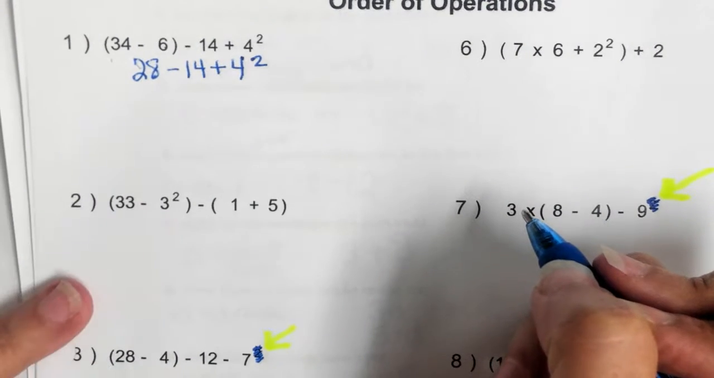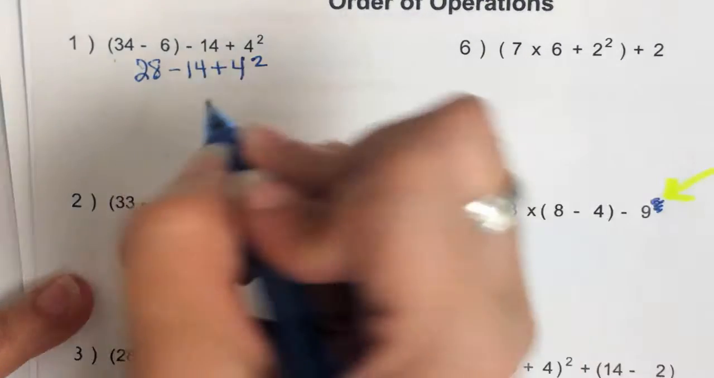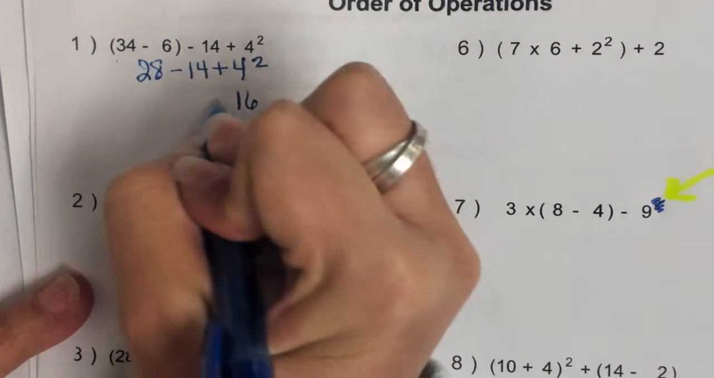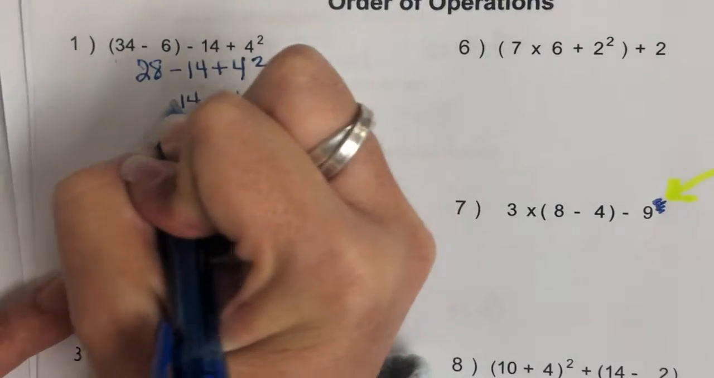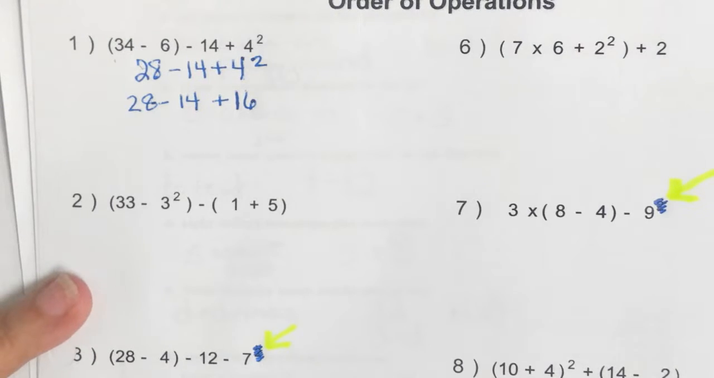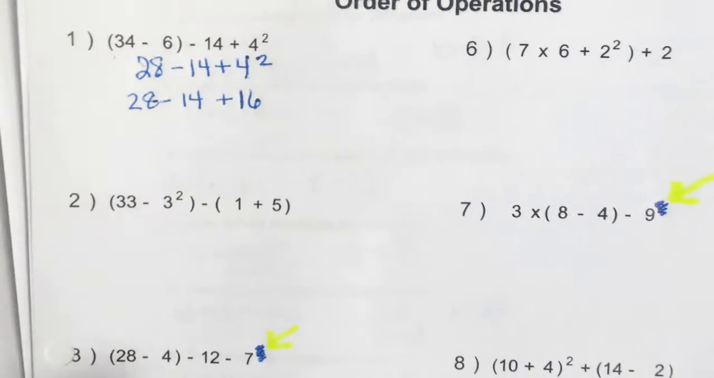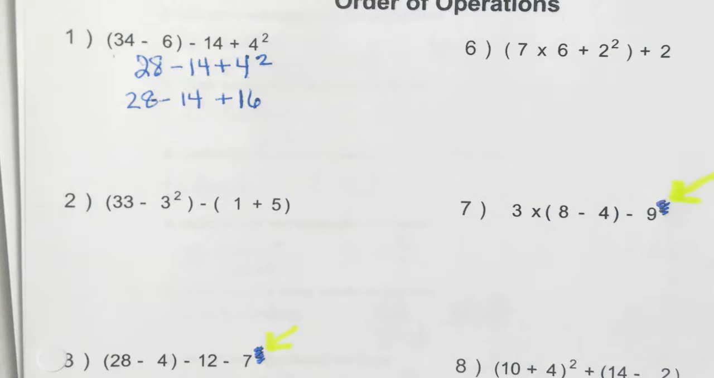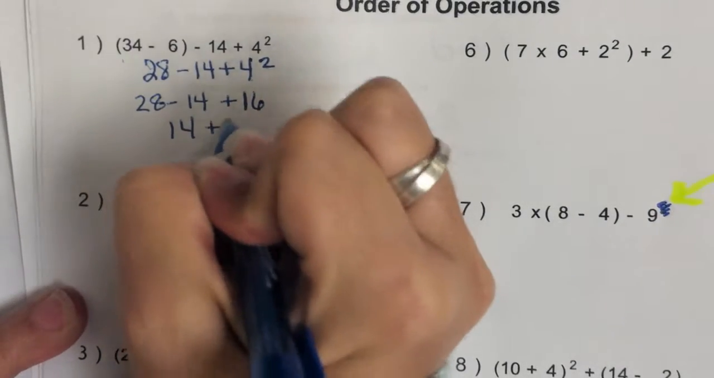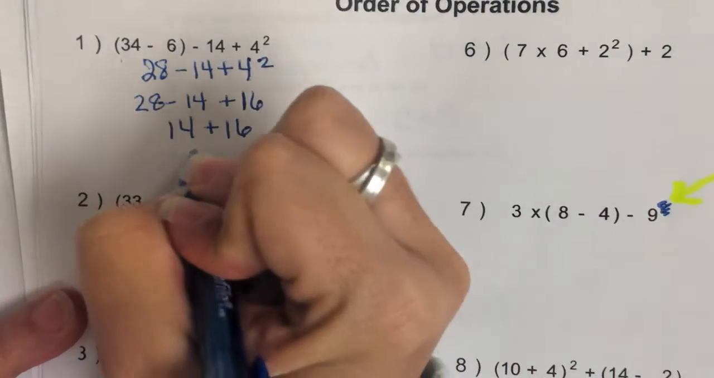What should I do next? The exponents. 4 squared is 16. That is my new number for that line. Bring down everything else. One new number per line. Okay, what is the next new number? 14. Yes, subtraction. 28 minus 14 is 14. Yeah, we're all right. I just couldn't catch up with you. And 14 plus 16 is 30.